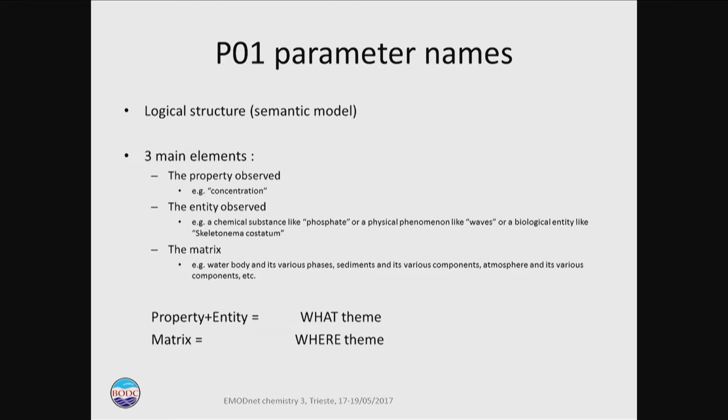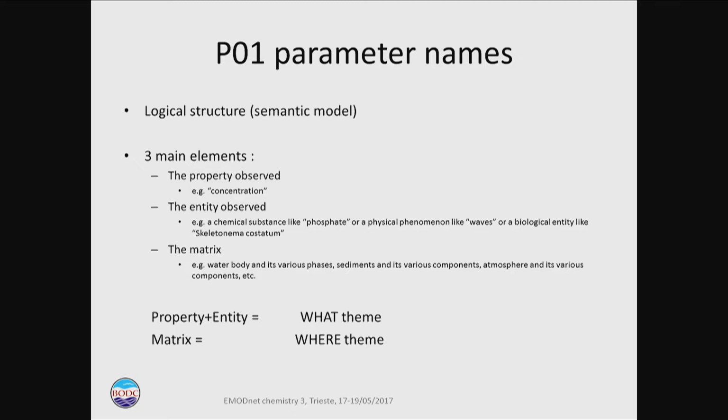The second element of importance is the entity that is observed. That entity can be a chemical substance, like phosphate, for example. It can be a physical phenomenon, like waves, or it can be a biological entity, like if you're measuring the abundance of a particular organism. In that case, I'm giving the example of a taxonomically identified organism like Skeletonema costatum.